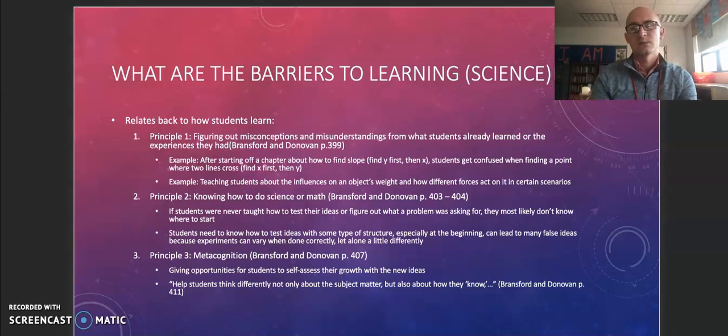Knowing how to do science or math is the second one. If students are just basically recalling facts, they're just recalling facts. They're not applying those and using those in a meaningful way. They're just telling us what we already told them. And the third principle there is metacognition, giving students opportunities to self-assess and see their growth with the new ideas. We need to help students think differently, not only about the subject matter, but also about how they know what they know. It's from the book.